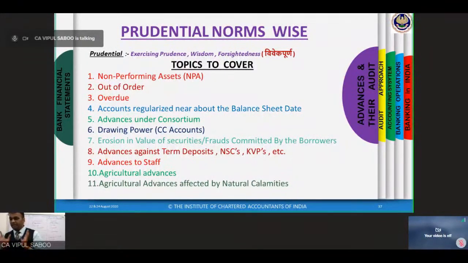Right? I will be covering the basics so that as an article in the first or second year, you are able to experience your bank audit properly. But you will be able to complete it perfectly after you read the chapter of bank audit in your CA finals, right? Erosion in the value of securities, fraud committed by the borrower, advances against term deposits, NSCs, KVPs, advances to staff, agricultural advances affected by natural calamities. These are the 11 topics which we are going to study in detail.